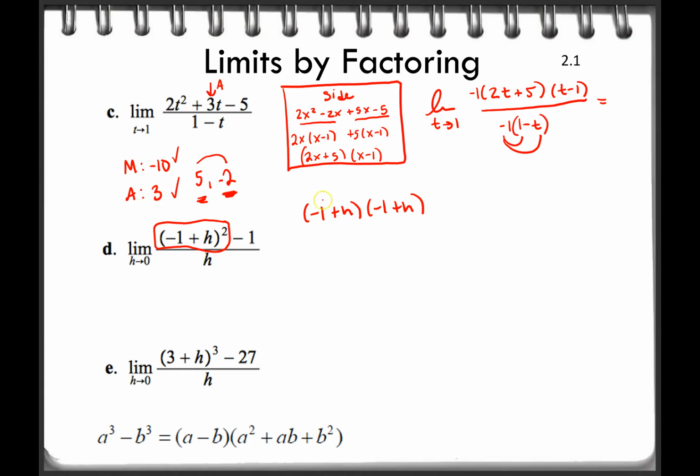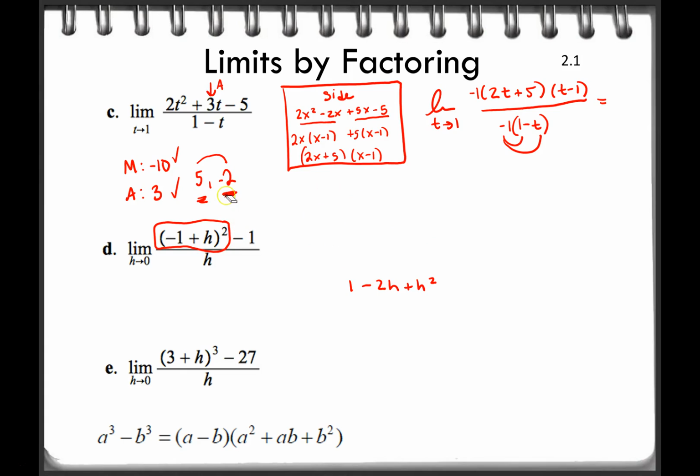I think it's faster. First times first gives me 1. Negative 1 times h gives me a negative h. Inner gives me a negative h. And last gives me an h squared. All right, so that's going to give me 1 minus 2h plus h squared. Okay, keeping that there as a reminder.